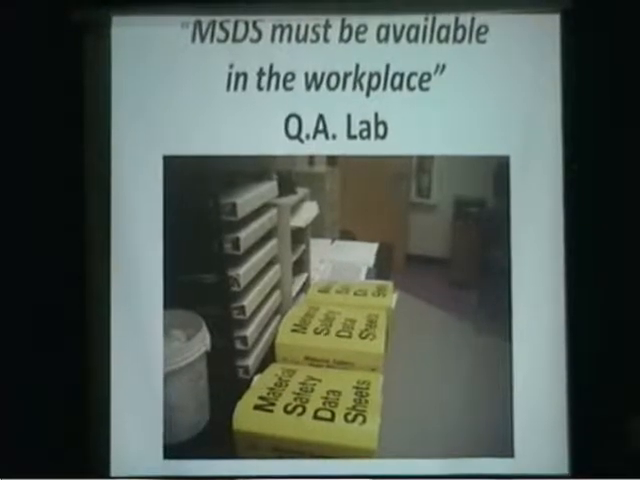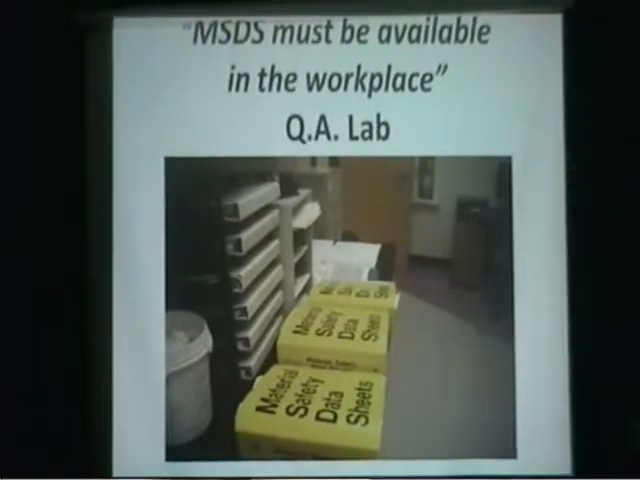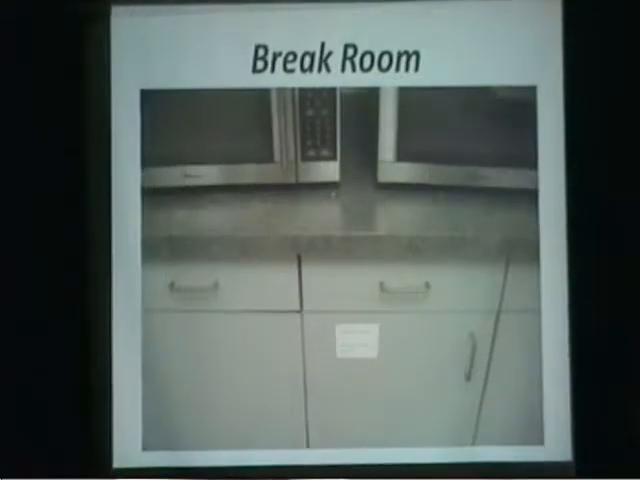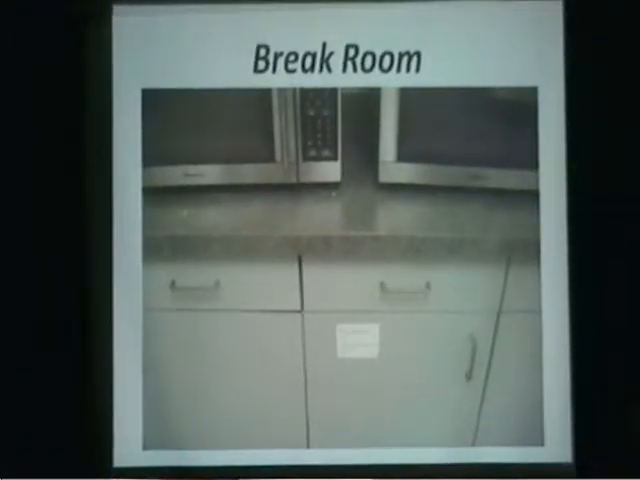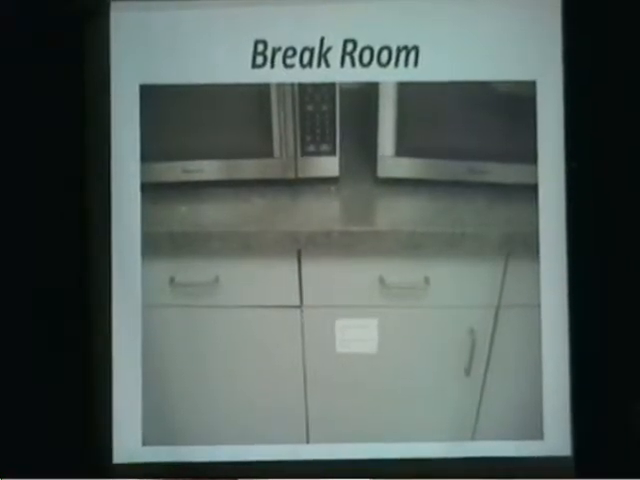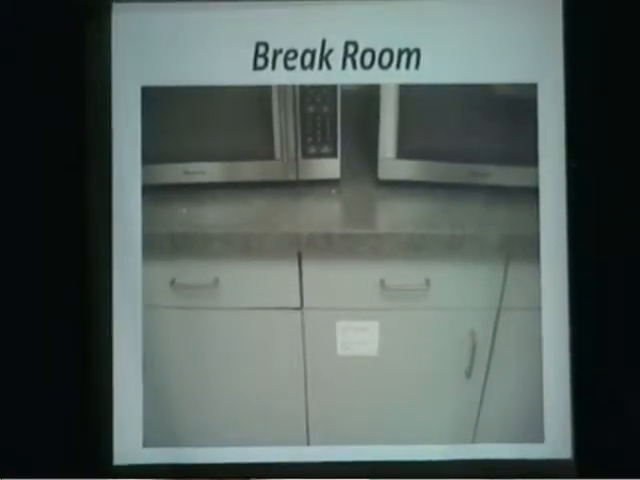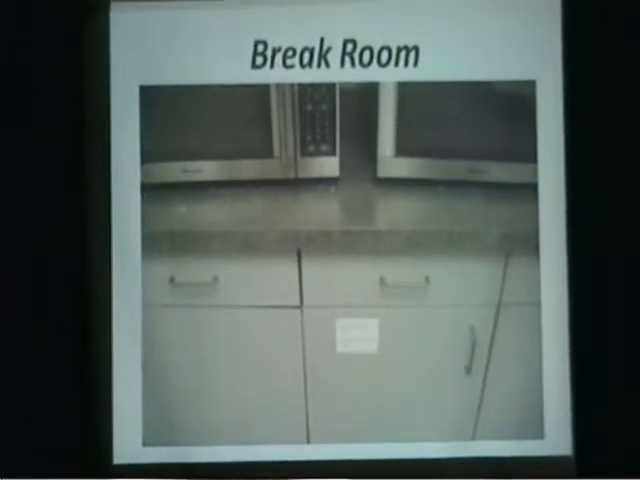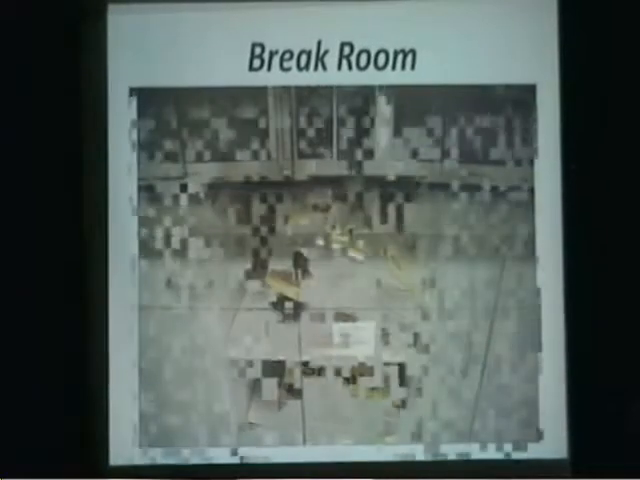Now, the first location where MSDS are available is in the quality control laboratory. The second location, where these are used most often by our employees, both permanent and temporary, our contractors, is in the break room. Now, in the break room, you'll see our microwave stoves there. Right underneath, there are cupboards, and underneath those cupboards below the microwaves, you will find 3 binders in alphabetical order with the MSDS sheets for Stellar manufacturing.